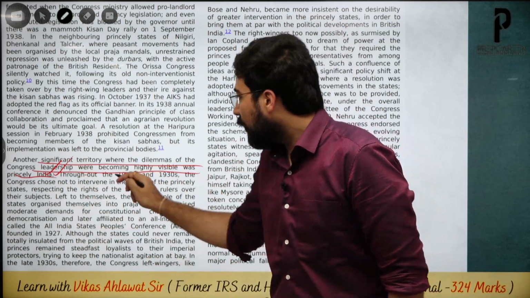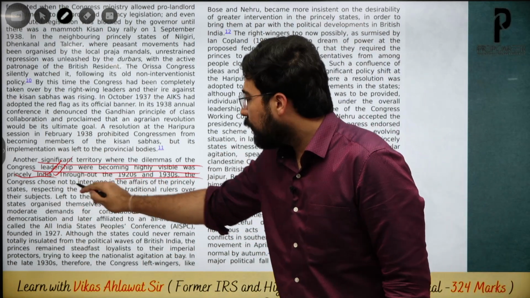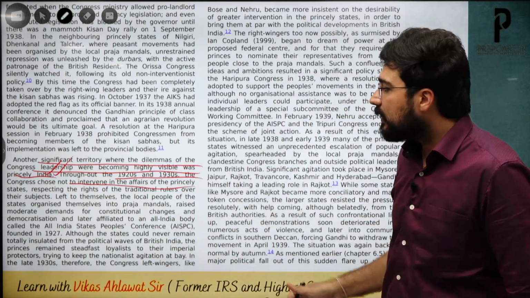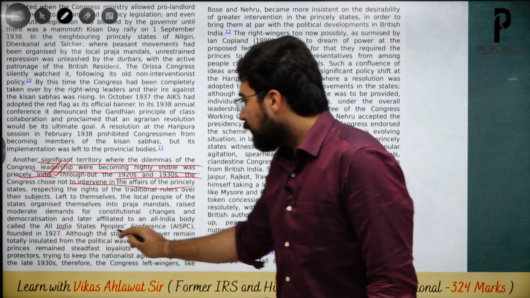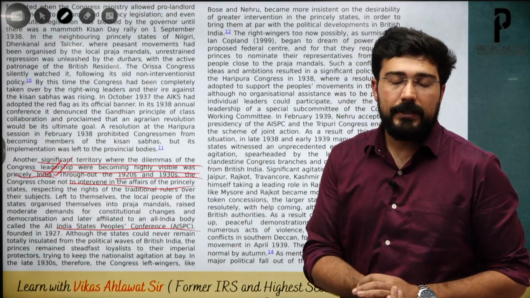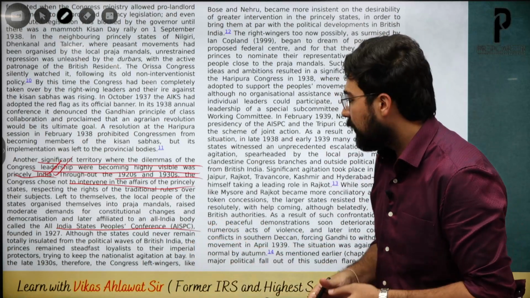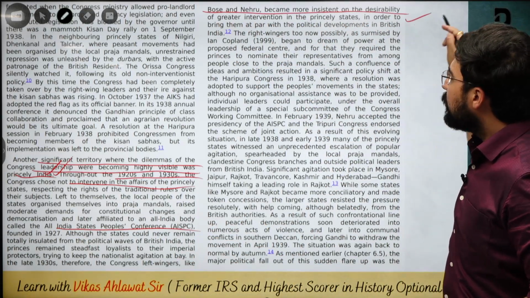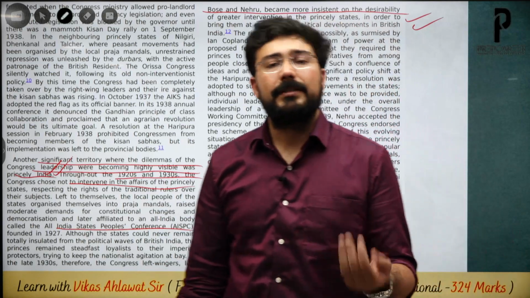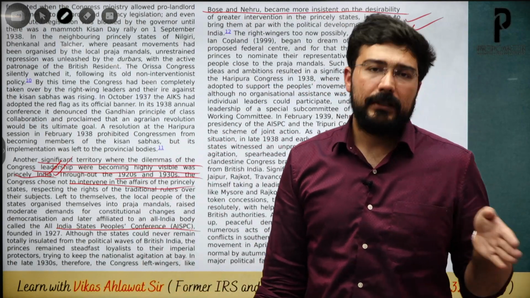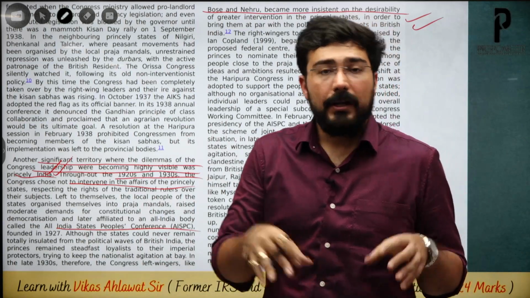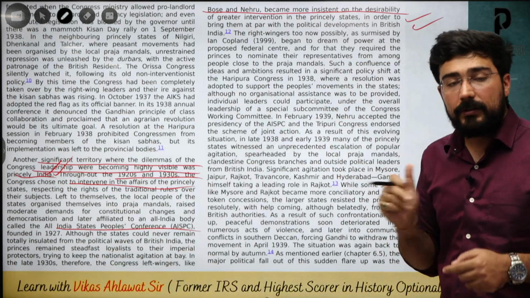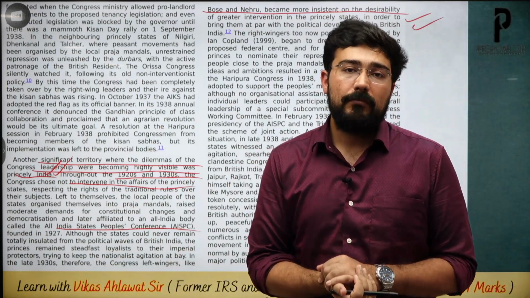Throughout the 1920s and 30s, the Congress chose not to intervene. So the first part of the policy was that we were not going to intervene, but this policy is going to change later on. Why? Because first of all, we see the creation of the All India States People Conference in 1927, meaning they formed an association. Then many of the left wingers like Bose and Nehru wanted greater intervention in the princely states, because the right wingers were not going in that direction. They said we should focus only on British India, but Bose and Nehru said no, we should focus on the whole of India. So this became the major agenda, or you can say the radicalization of the agenda by the left wing.